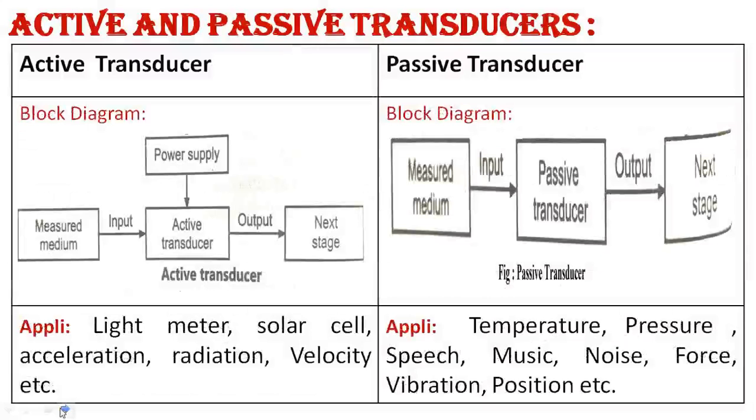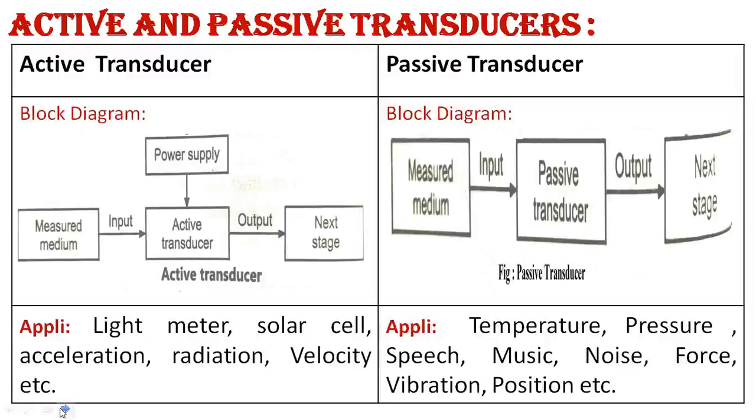The first one is the measured quantity going to the active transducer, and the output goes to the next stage. An active transducer requires an external power supply, so there is an external power supply block. Whatever input is given to the active transducer is converted into the desired output, which goes to the next stage block. And the external power supply block is given to activate the transducer and perform its operation.